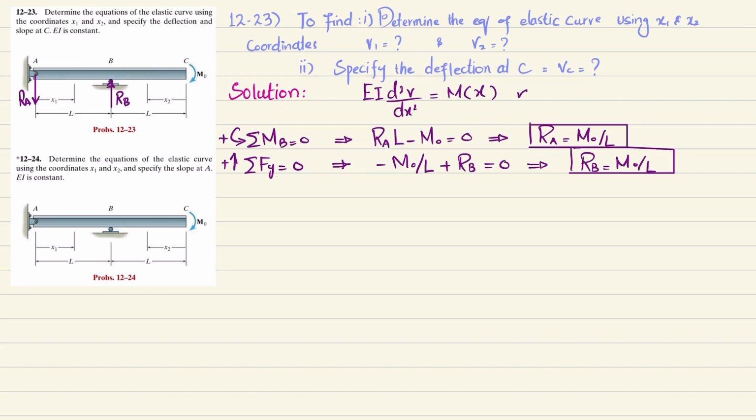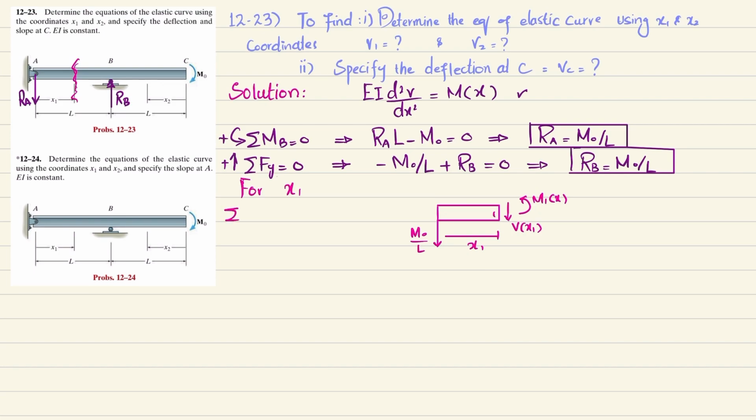Now you have both reaction forces, so we will move toward the equation. First we cut the beam for coordinate x1. When you cut it here, you have to draw the free body diagram. Here you have RA, which is M naught by L, and let this length be x1 where you cut the beam. When you cut it you will have a shear force V of x1, and an internal moment M1 of x, and let this point be O1.